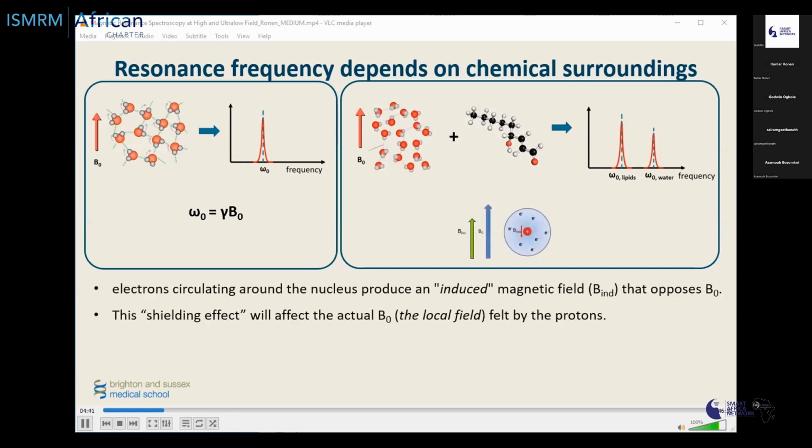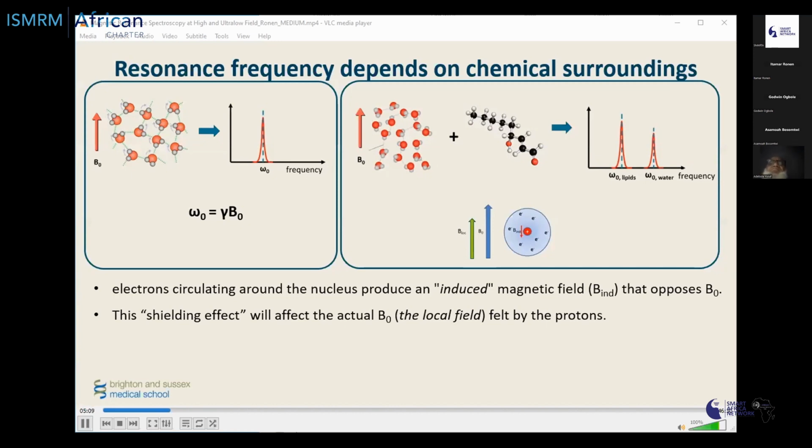So for example, if we look at the protons in lipids, the protons in lipids feel the external magnetic field acted upon them, which is B naught, but there is also some shielding to that magnetic field that is provided by the electrons that revolve around the proton, that when a magnetic field is applied to them, generate a weak magnetic field in the opposite direction of the external magnetic field.